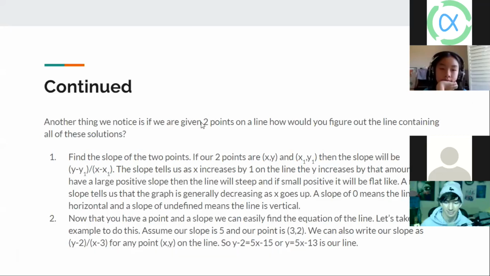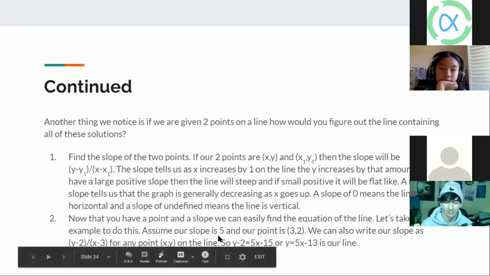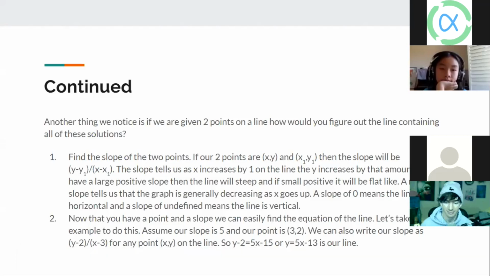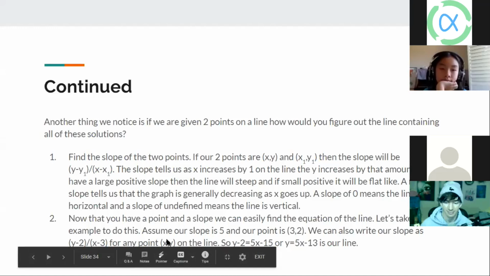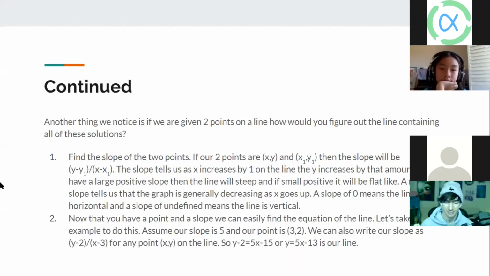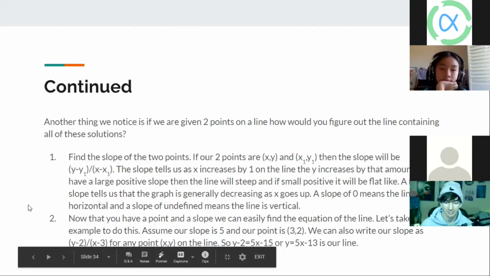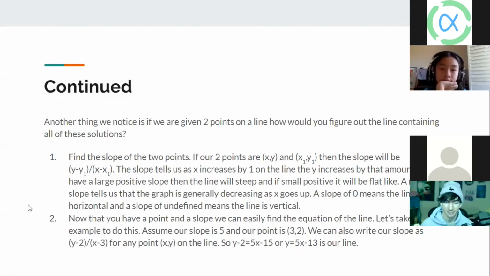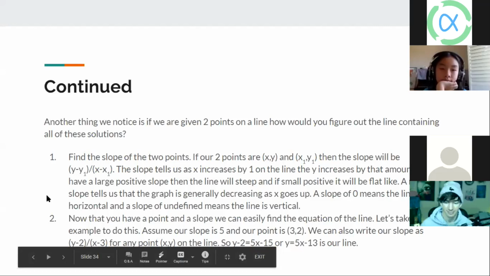Now that you have a point and a slope, we can easily find the equation of the line. Let's look at an example. Say you're told that the slope of a line is 5 and our point is (3, 2). Let there be some other point (x, y). Then the slope of the line will be y minus 2 over x minus 3 for any point (x, y) on the line. Since this is equal to 5, you get y minus 2 is equal to 5x minus 15, or y is equal to 5x minus 13. So that's the line you're looking at.